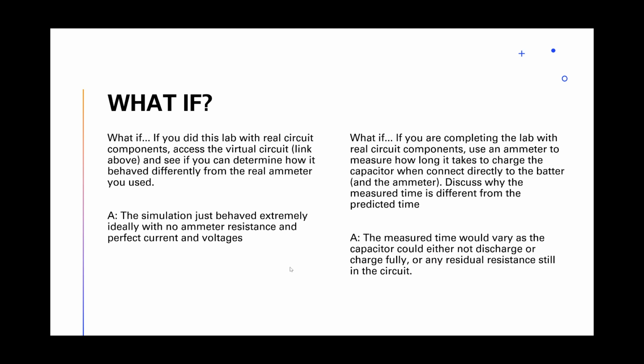And our second what if is that we use an ammeter to measure how long it takes to charge a capacitor. Why is the measured time different from predicted time? That's because measured time varies as the capacitor can either discharge or not charge fully, and any residual resistance that's still in the circuit. So things like wires or, again, the ammeter giving some slight resistance affects this actual time.